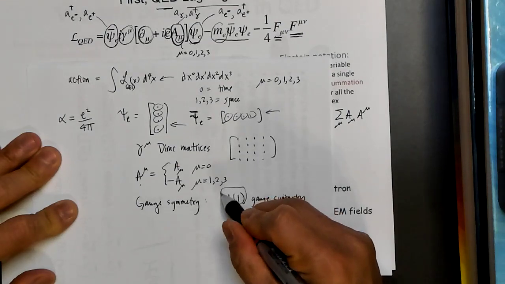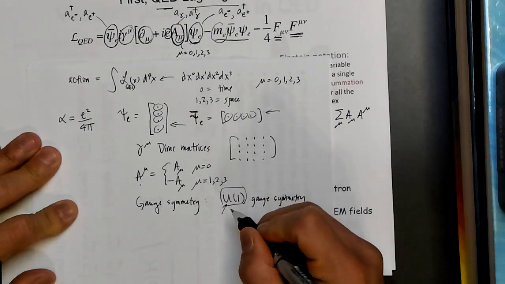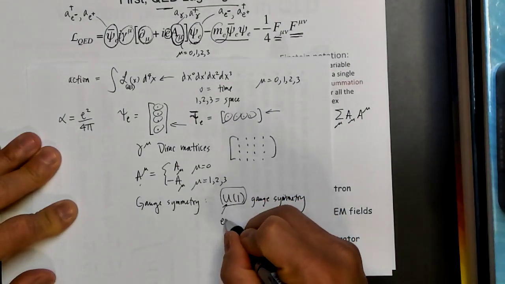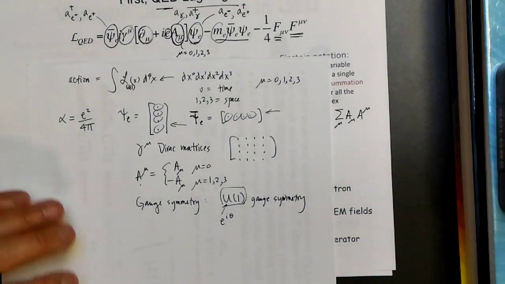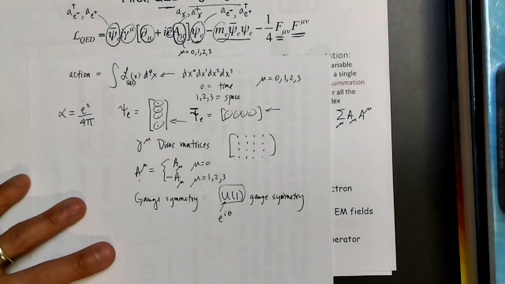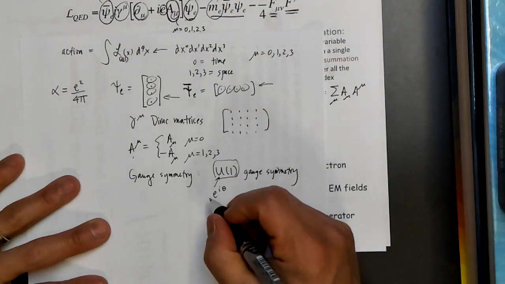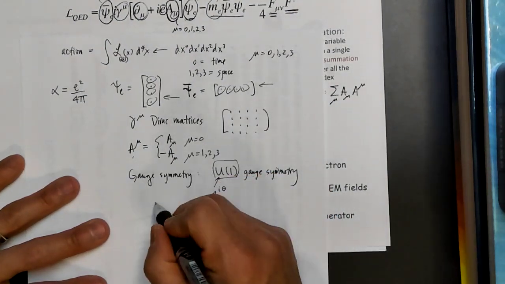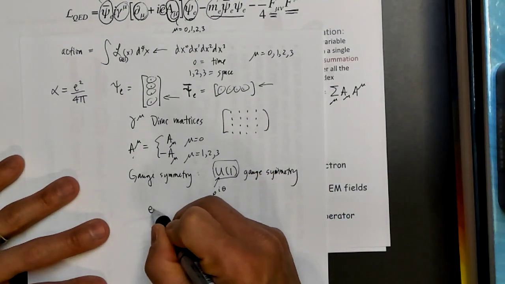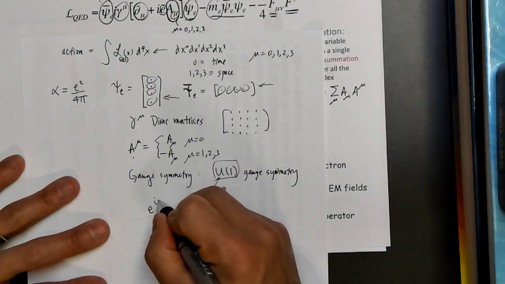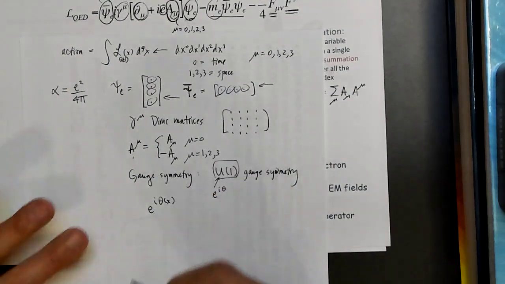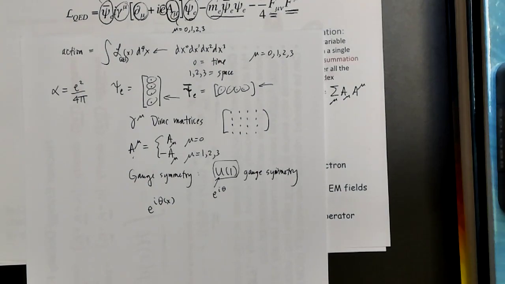So remember, U1 means a unitary 1 by 1 matrix. So essentially e to the i theta. But to make it a gauge symmetry, it's going to actually be e to the i theta of x. So it will be a function of x.